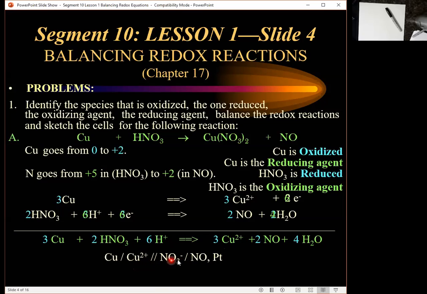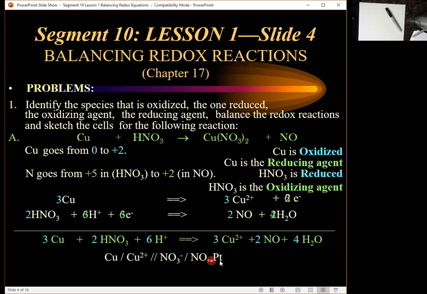Now, if we look at what's on the right, this is reduction. I'm going to have NO3 going from the nitric acid to NO here. So the NO3 ion goes to NO gas. Now, the NO3 is aqueous. The NO is gaseous. They have to be separated by a little diagonal line.